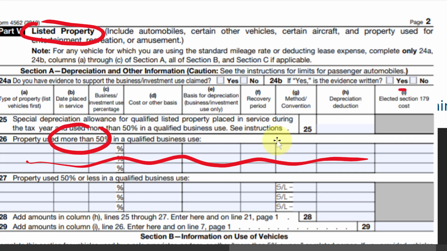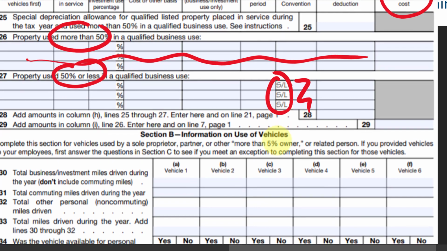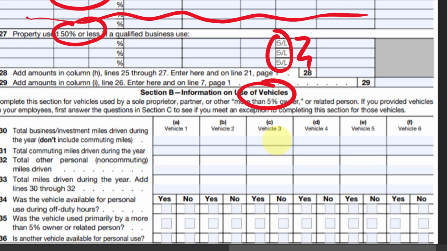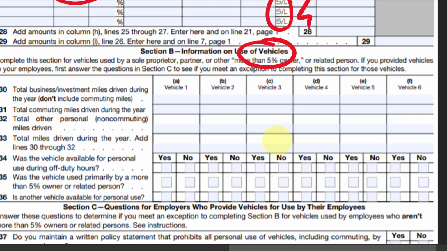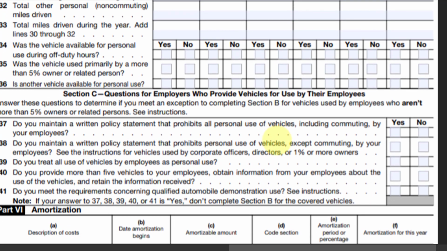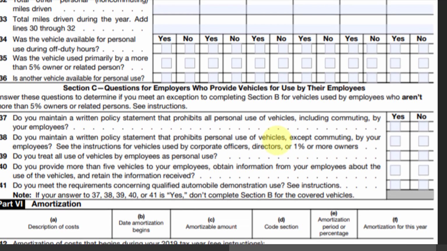You can see here, we can still take 179. We can still take bonus. But if the business use goes to 50% or less, you cannot take 179. You cannot take bonus. You have to use straight line, probably over a longer life than 5 or 7 years. Okay, so that's listed property. And for automobiles, which are listed property, you still want even more information being reported, making sure that you're legitimately claiming only the business portion, following policy, and having good records.